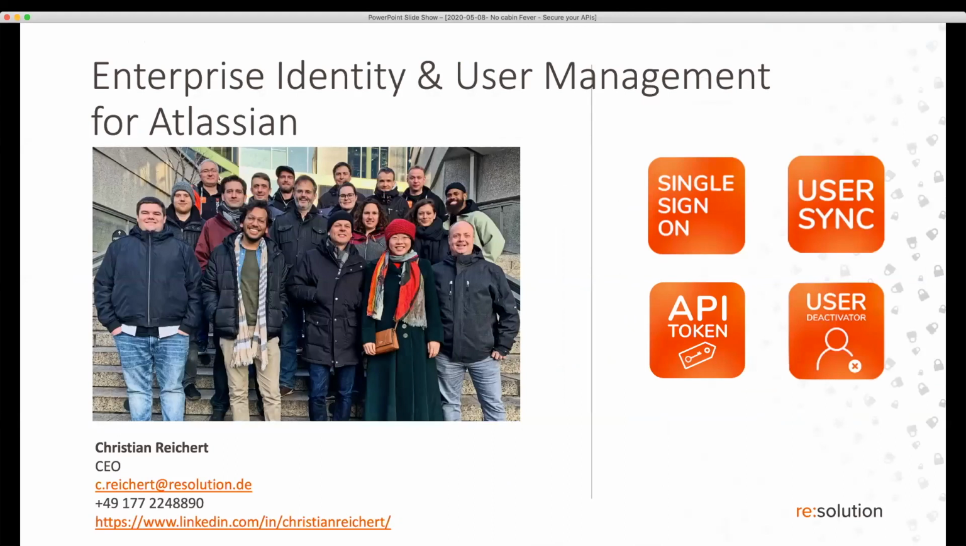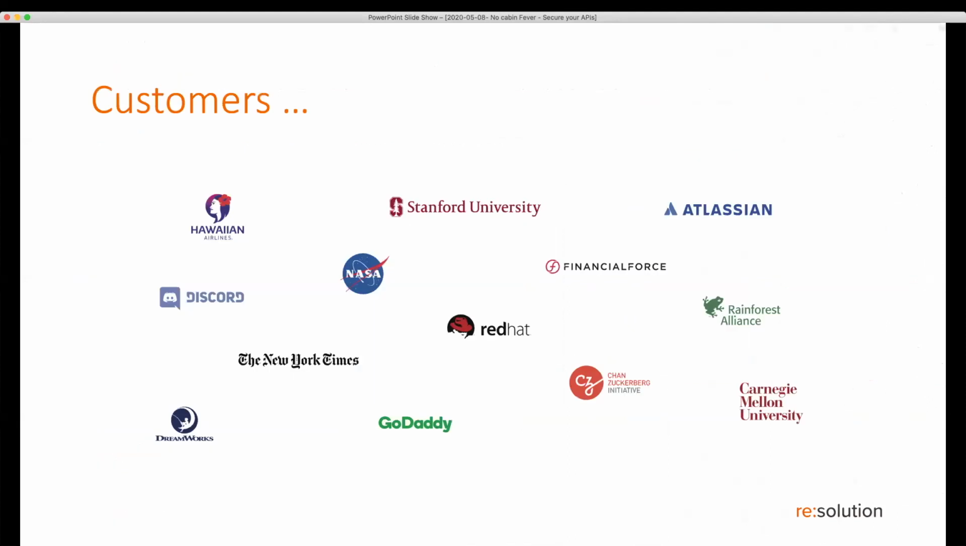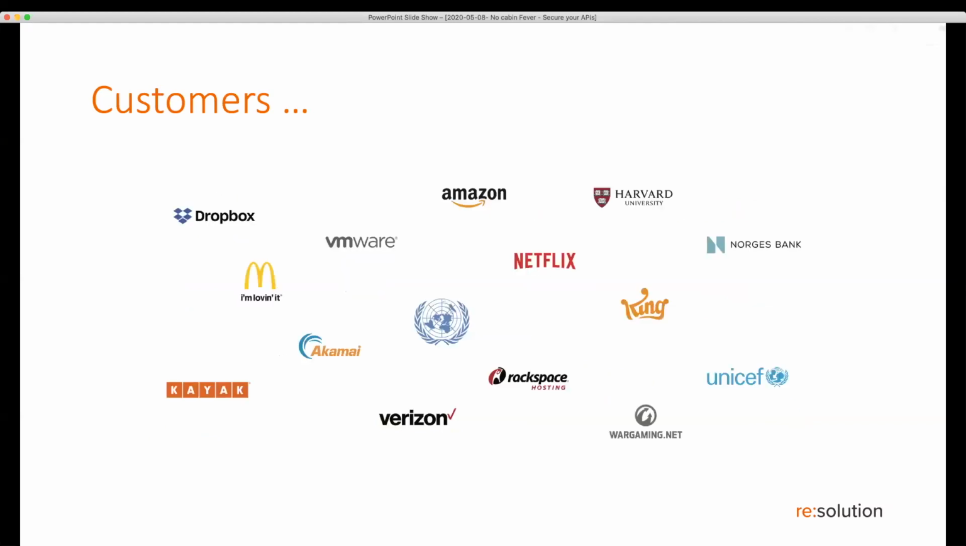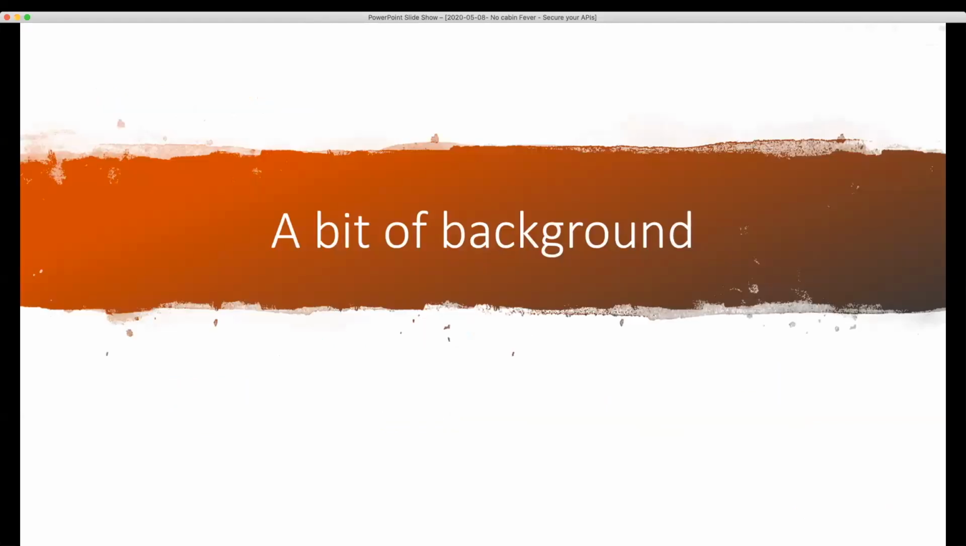Just as a quick introduction, I'm Christian Reichert, one of the co-CEOs of Resolution. If you're in the Atlassian world, you might know us for some of our identity and user management apps, especially the single sign-on one and UserSync. We have lots of well-known customers with large internet-attached instances, which is one of the reasons I come to the point of APIs and protecting your APIs, and also an app that we developed for that need, which a lot of these customers approach us with. But a little bit of background first.